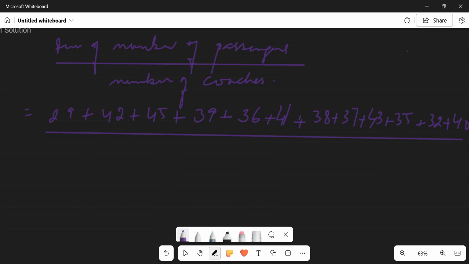Now, how many total numbers are there? 1, 2, 3, 4, 5, 6, 7, 8, 9, 10, 11, 12. There are 12 coaches here, so writing the number 12 here.